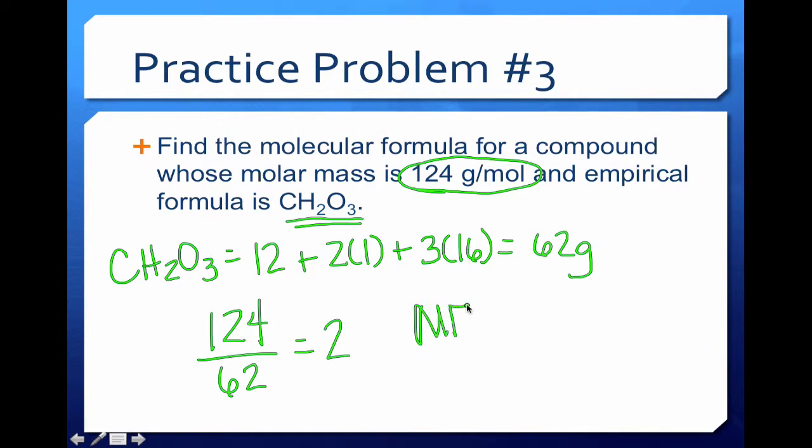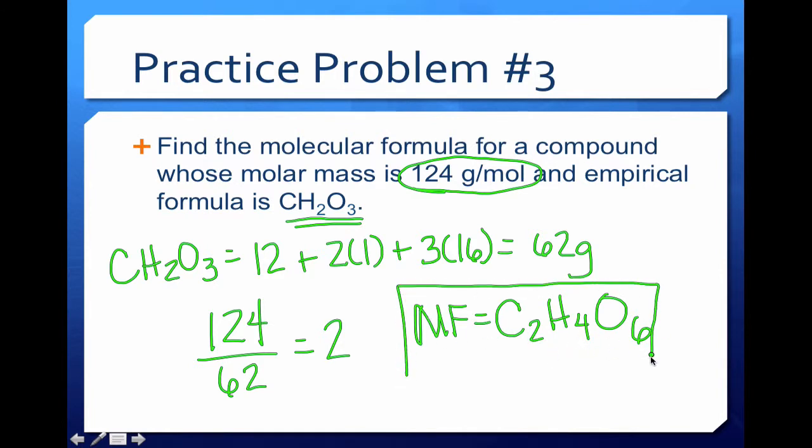So the molecular formula for this compound, once I do all the multiplication, is C2H4O6. All I did was I took 2 times 1, 2 times 2, and 2 times 3 to get each of these subscripts, and that would be the molecular formula.